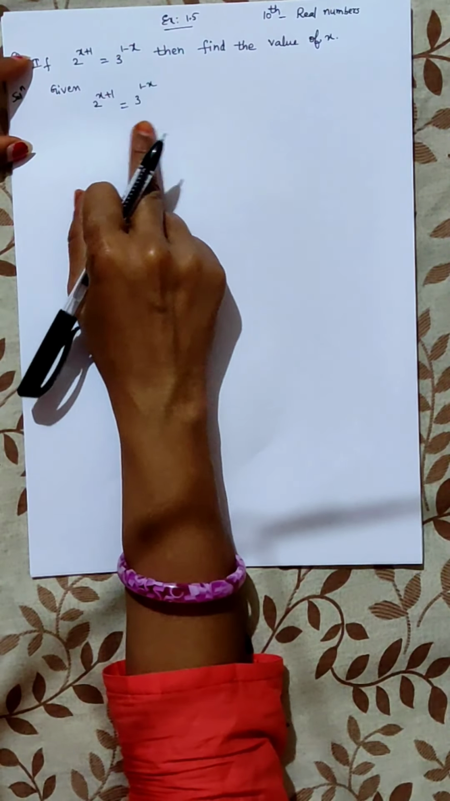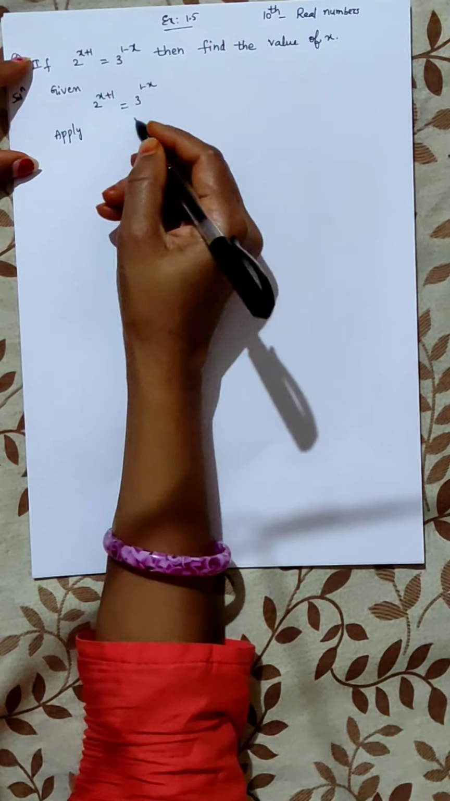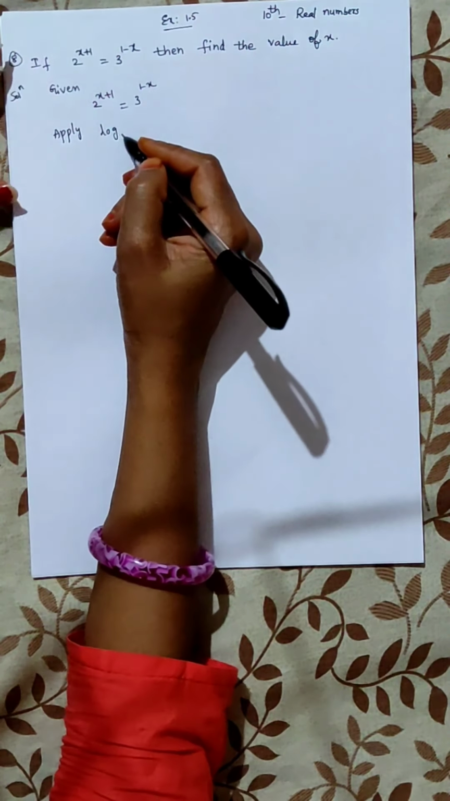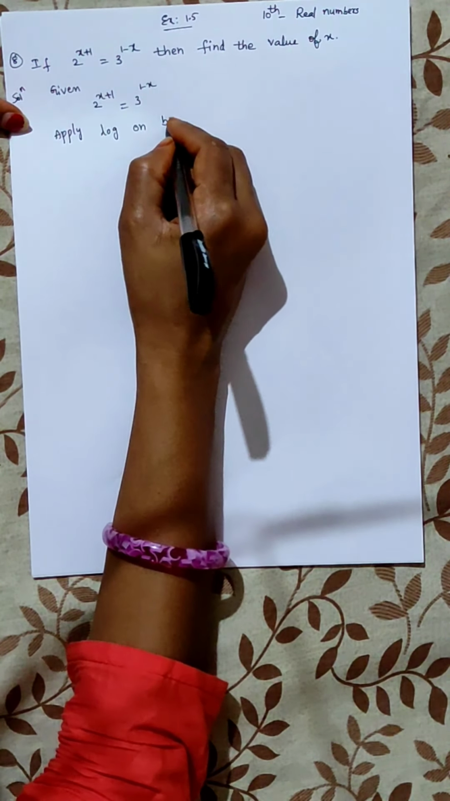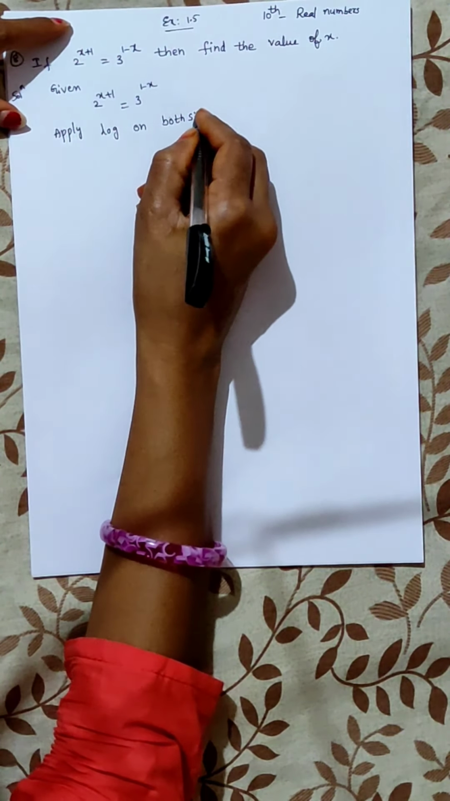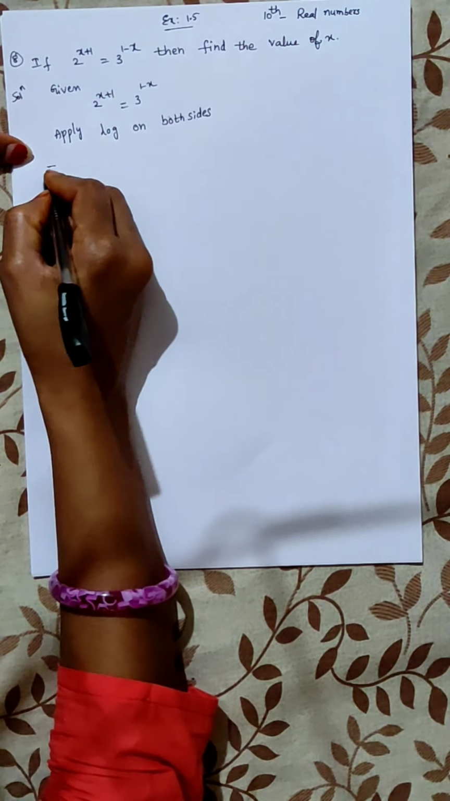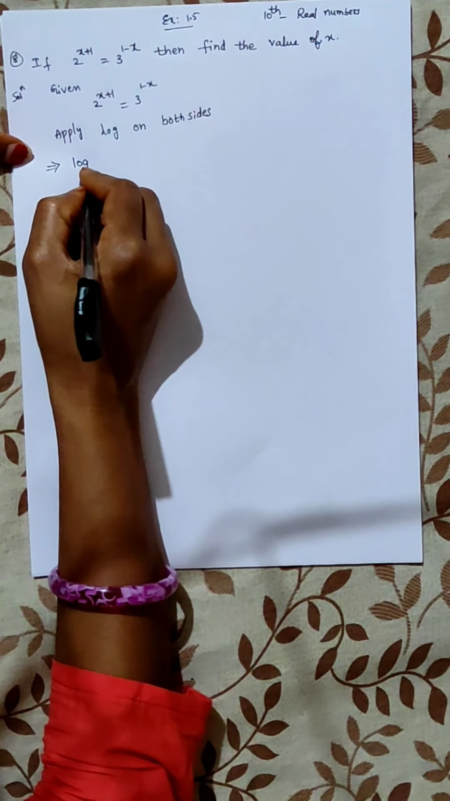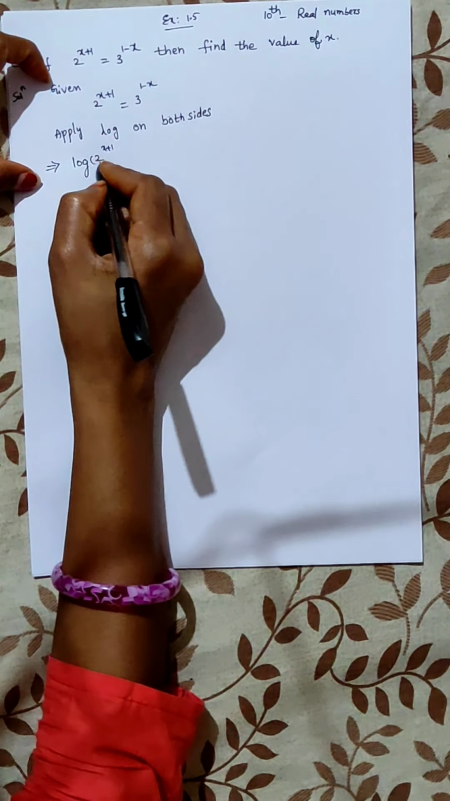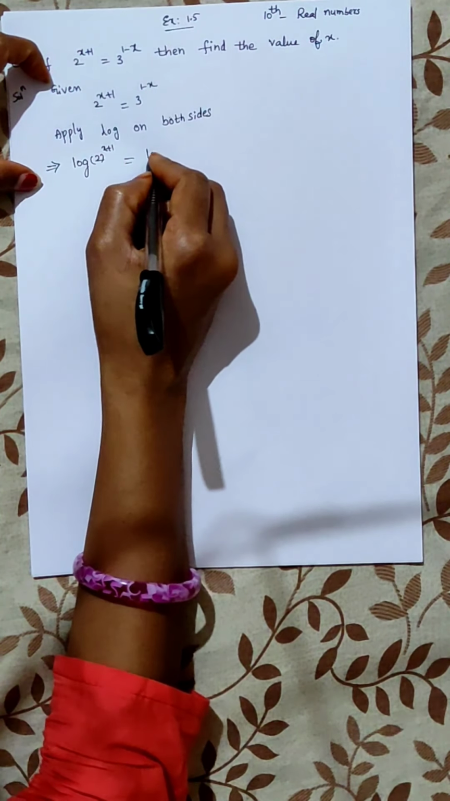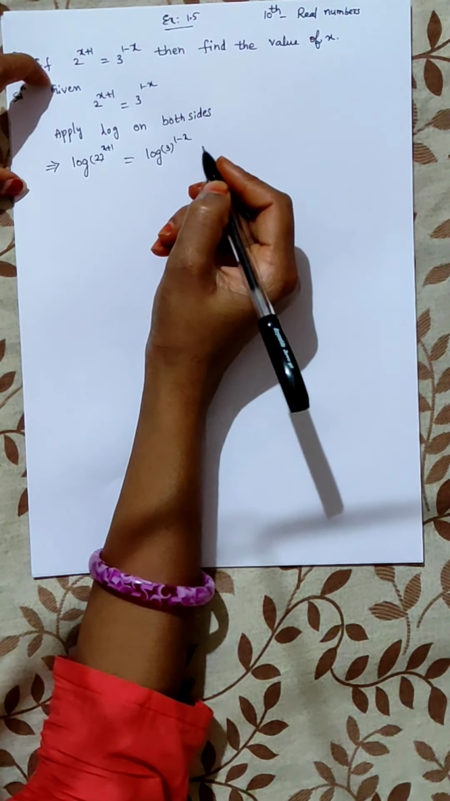So now we have to apply log on both sides. Apply log on both sides. So then what we will get? Log of 2 power x plus 1 equals log of 3 power 1 minus x.